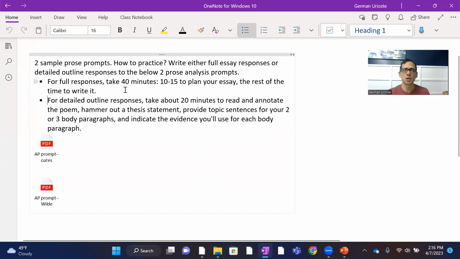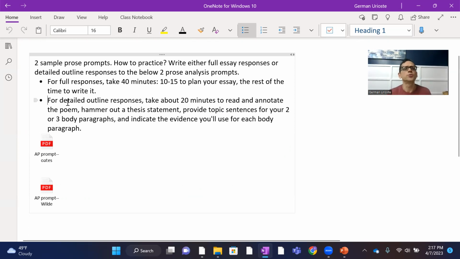You can do full responses where you take 40 minutes, no more, right? Again, take 10 to 15 minutes to read the prompt, to maybe annotate the passage a little bit, plan your essay. Don't start writing without planning, however briefly that plan might be. And then after you've planned it out, you write. Be aware of what your thesis is going to be and what you think you'll cover in the first body paragraph and in the second body paragraph. And then you just go, right?